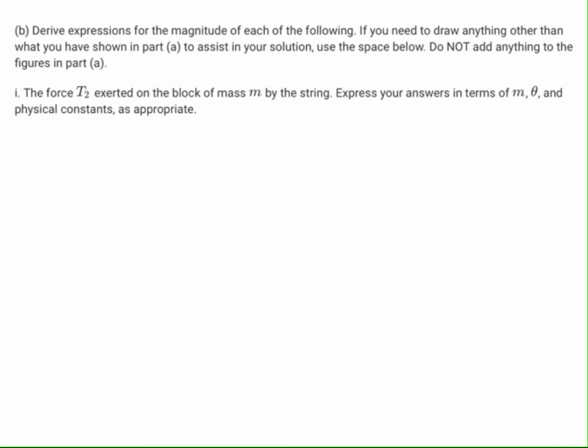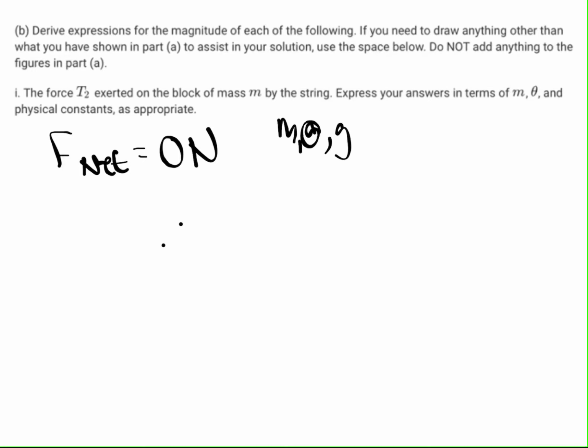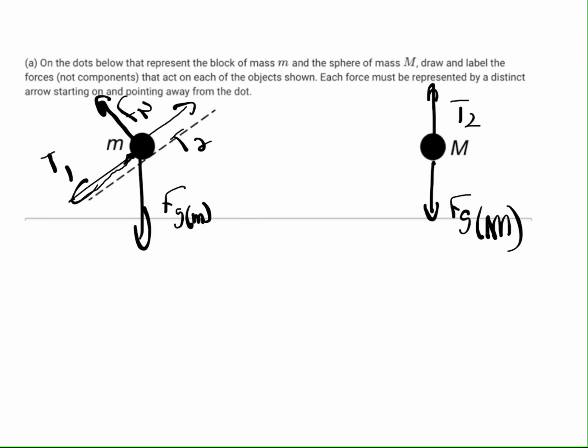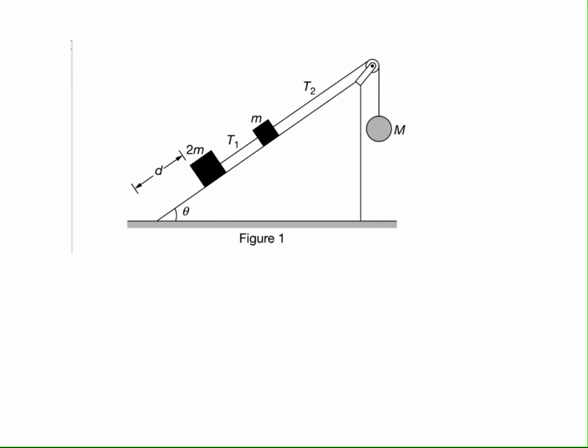Now, one thing we have to remember for B1 and 2 is that it blatantly tells us the system is in equilibrium. If it says equilibrium, that means that the net force is 0. Now, it's asking for the force T2 exerted on the block of mass M by the string, expressed in terms of M, theta, and physical constants, which is most likely going to be g. That's a theta.